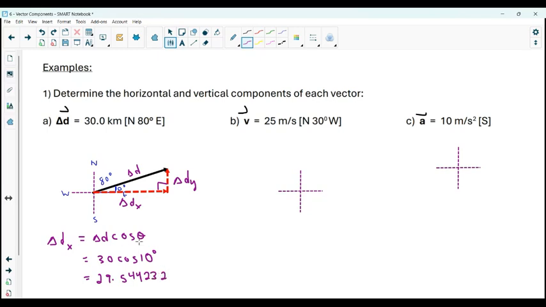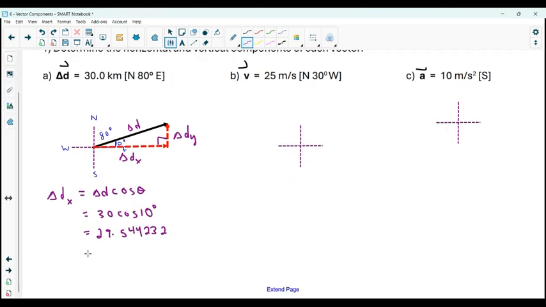29.54423. I say, okay, cool. I figured that one out. Let's round this off for significant digits, right? So we'll say, okay, this should round off to, looks like our angle, 80 degrees, has one significant digit, so that should round off to 30.